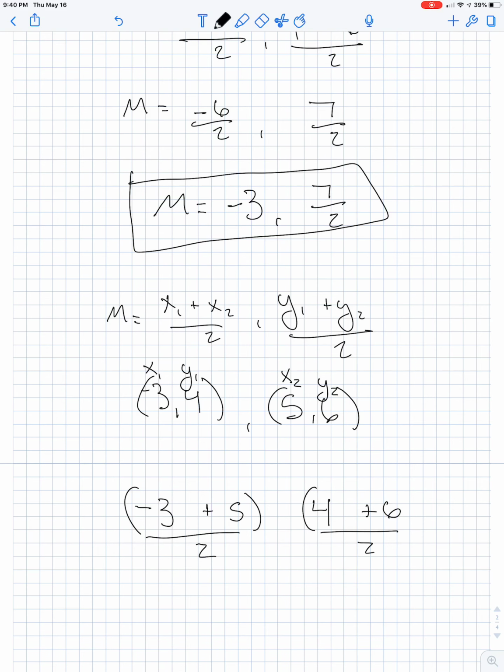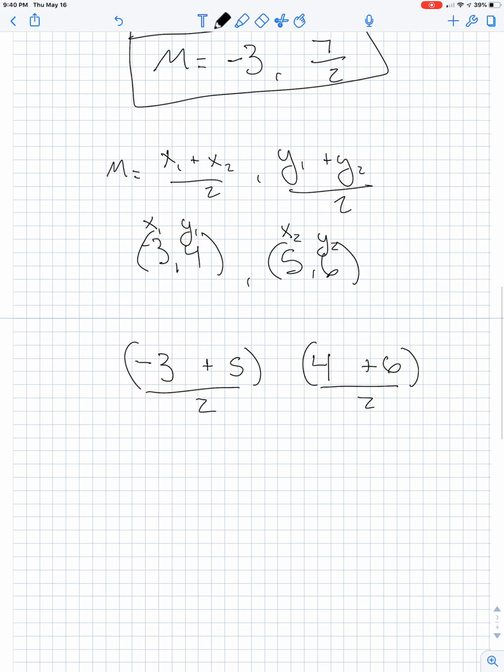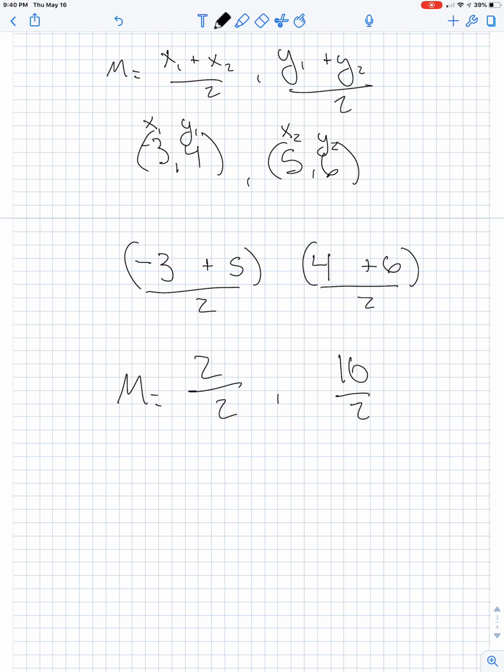Alright, so now we have 2 over 2 and 10 over 2. So your midpoint of this is 1, 5.